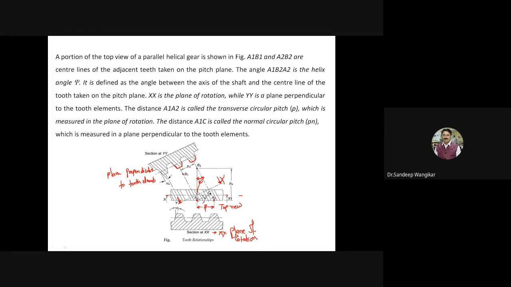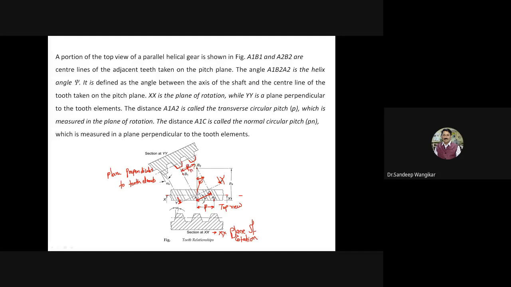Transverse circular pitch P is measured in the plane of rotation. Very important, it is measured in the plane of rotation. And the distance A1C is called normal. See now which distance I am highlighting. This distance, A1C, is highlighted.